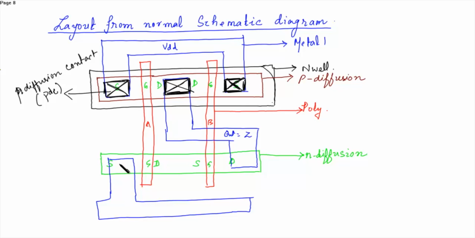Similarly, we need the N diffusion contacts in order to connect the N diffusion layer with the metal layer. So this is the N diffusion contact, the NDC.